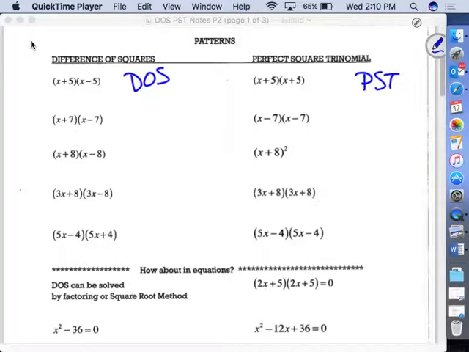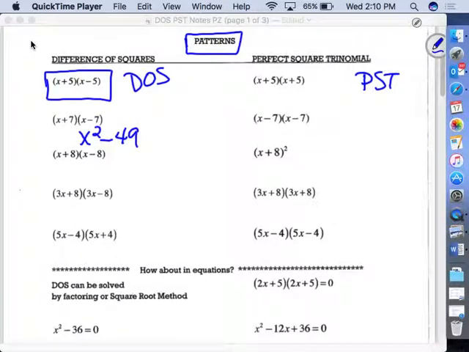Just to quickly point out the difference between the two patterns, these are the two patterns with the quadratics or polynomials. Notice that for the difference of squares, the binomial factors are almost the same. One operation is addition, the other operation is subtraction. So when you take this product, you're simply left with two perfect squares connected by subtraction, which is why it's called a difference of squares.